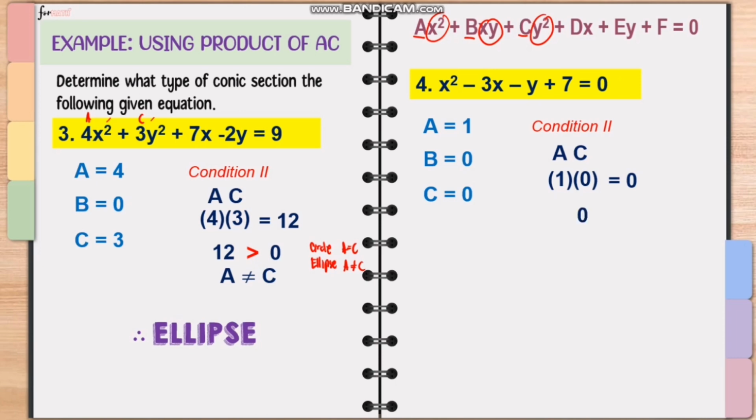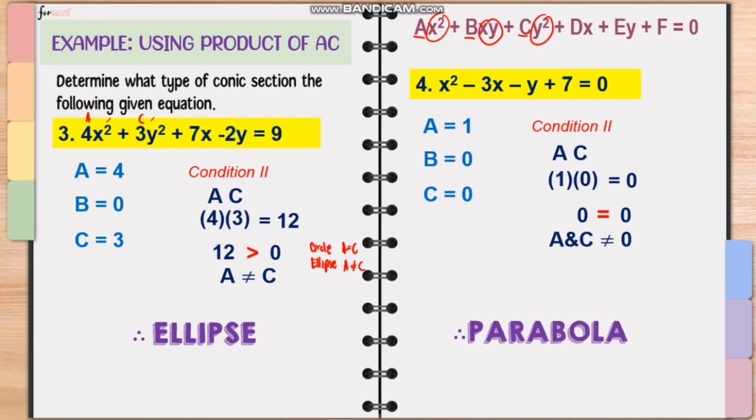So, kapag equal po sa 0, ano nga daw po yung ating conic section? Yan ay parabola. Check muna natin kung A and C natin are not both equal to 0. So, hindi naman po sila both equal to 0. Therefore, this is a parabola.